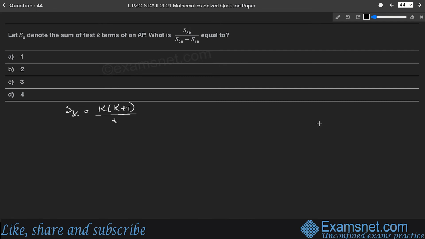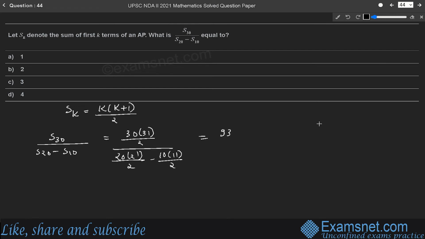So considering the given expression that we have to find, S30 upon S20 minus S10 is equal to 30 into 31 upon 2 divided by 20 into 21 upon 2 minus 10 into 11 upon 2, which will be equal to 930 upon 310, which is equal to 3. So this is the required value of the given term.